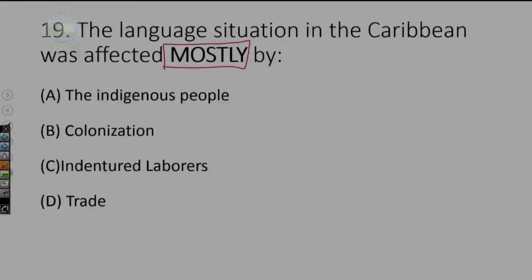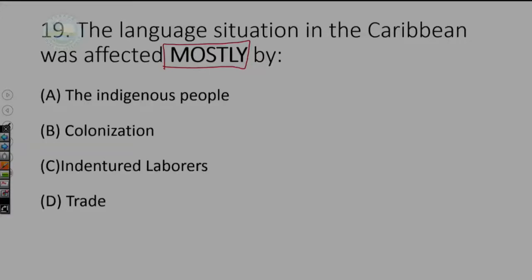So the language situation in the Caribbean was affected mostly by A, the indigenous people. And our indigenous people would be our Caribs and our Arawaks, our Amerindian ancestors and those who were here before, what we call our first people. It can be B, colonization. Colonization involved the process of European powers coming to the Caribbean, bringing their language, along with the enslavements of Africans who also brought their language. That's part of the process of colonization.